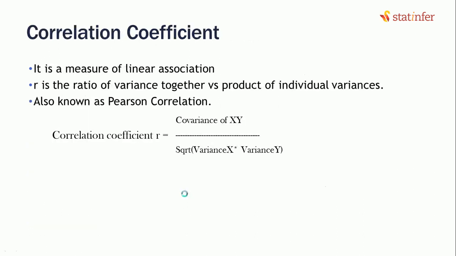So correlation is a measure of linear association. Mathematically, it can be called R, and it is the ratio of the variance together of 2 variables divided by the product of individual variances. This ratio is also known as Pearson correlation. As this is a ratio, the value of this ratio must be between 0 to 1. So let's see with the correlation coefficient values, how do we find what would be the degree of association by putting the correlation coefficient on a scale.